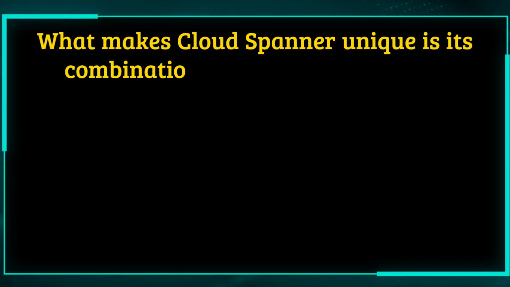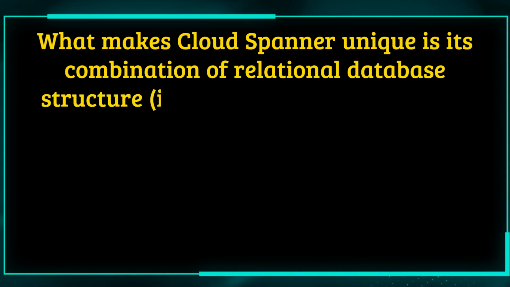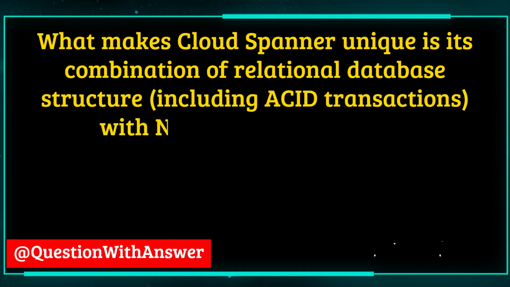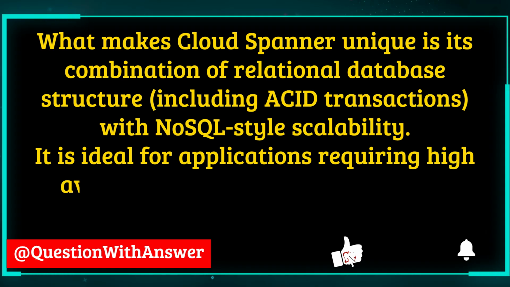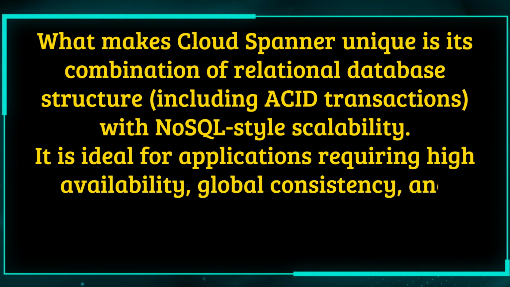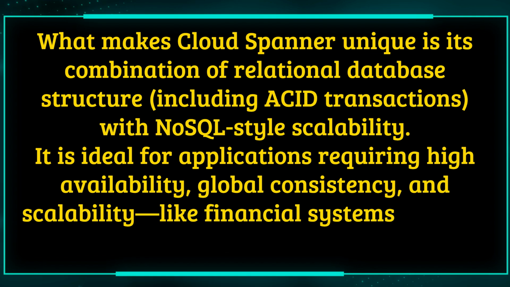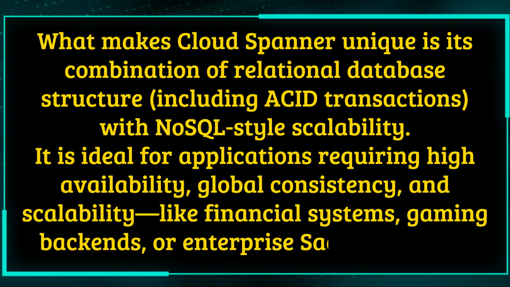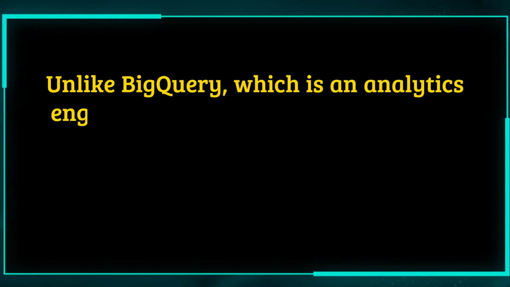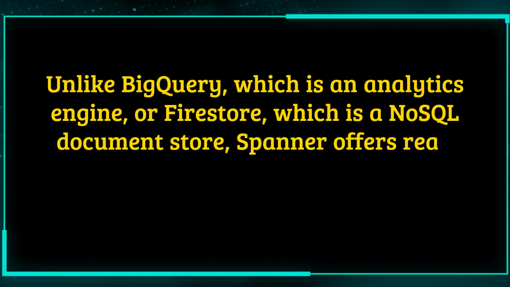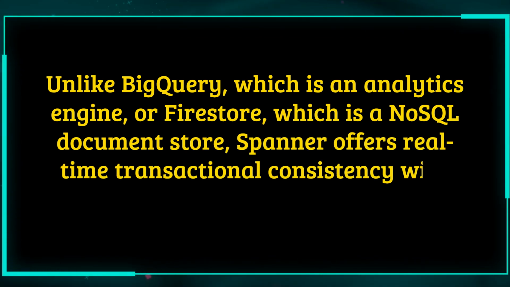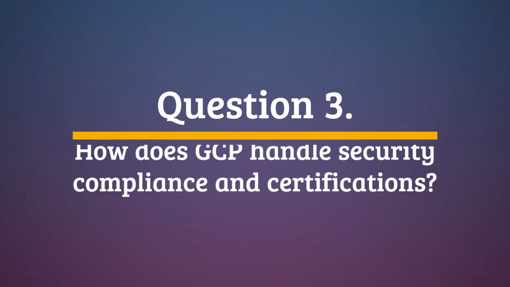What makes Cloud Spanner unique is its combination of relational database structure, including ACID transactions, with NoSQL-style scalability. It is ideal for applications requiring high availability, global consistency, and scalability, like financial systems, gaming backends, or enterprise SaaS platforms. Unlike BigQuery, which is an analytics engine, or Firestore, which is a NoSQL document store, Spanner offers real-time transactional consistency with SQL queries.